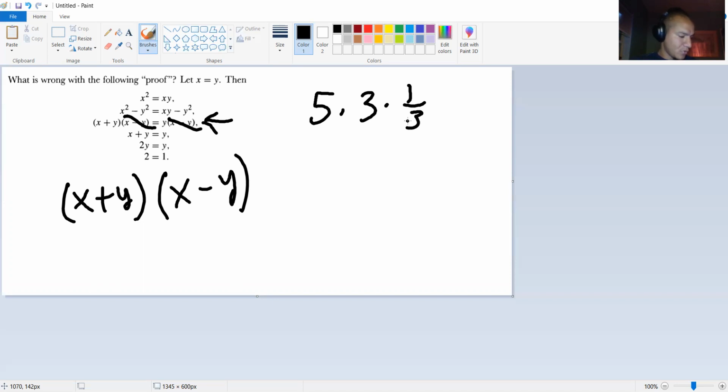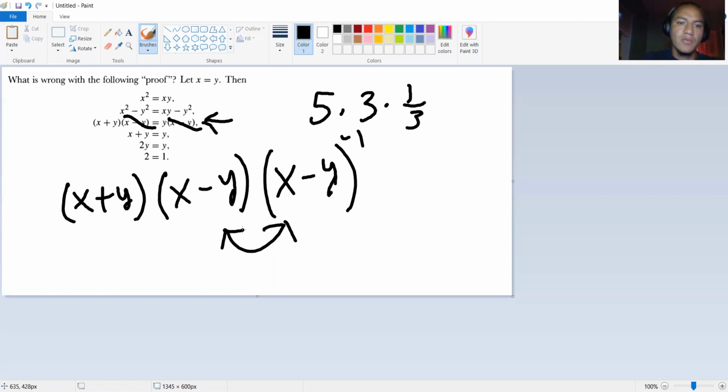So can you find out exactly where this would go wrong? Well, let's try multiplying by the inverse. x minus y, negative 1. Now, these two should cancel out, right? But remember, x is equal to y.